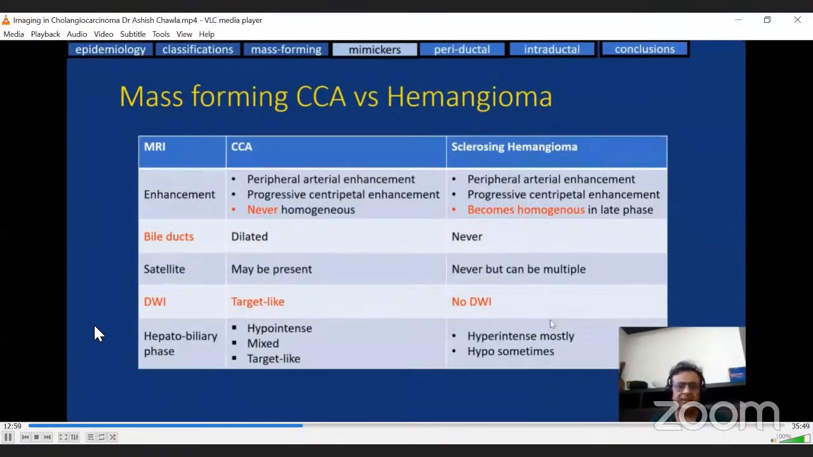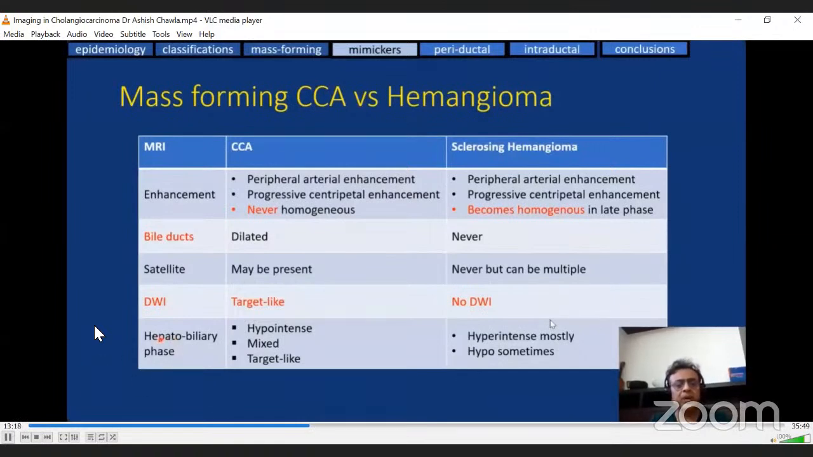So in the arterial phase, there is nothing, but in the venous phase, there is peripheral nodular enhancement, and even in the quite late phase, there may not be complete filling up of the hemangioma, because of the fibrosis element present in the center of the hemangioma. So in clinical practice, again, it sometimes becomes difficult.